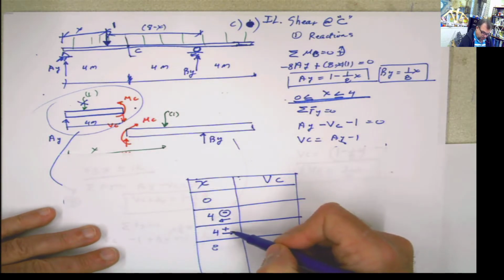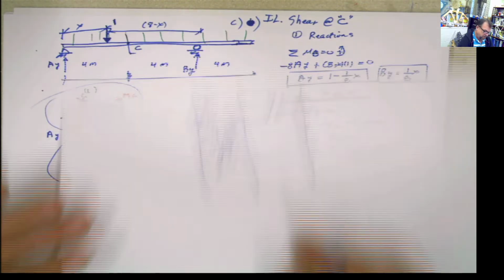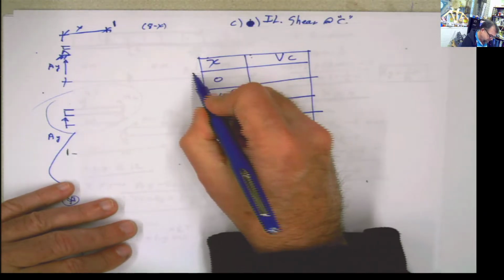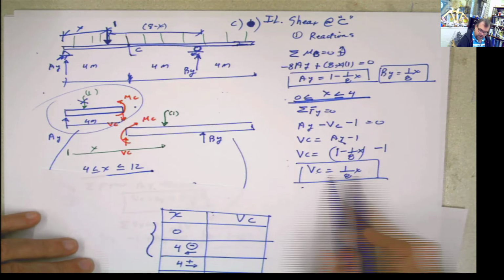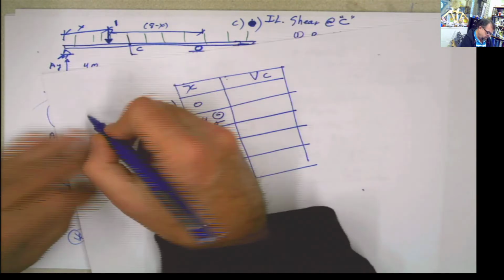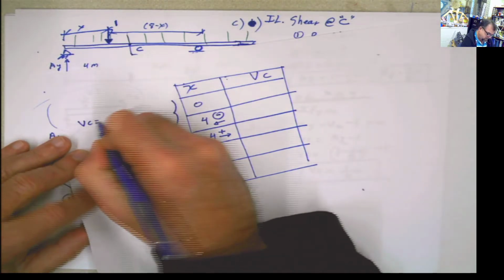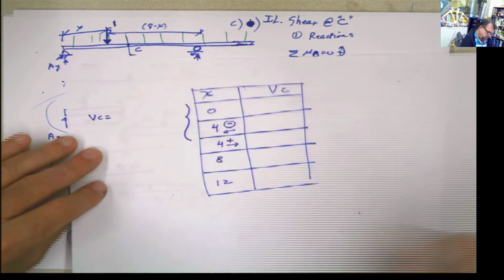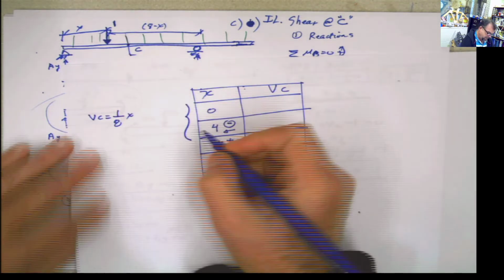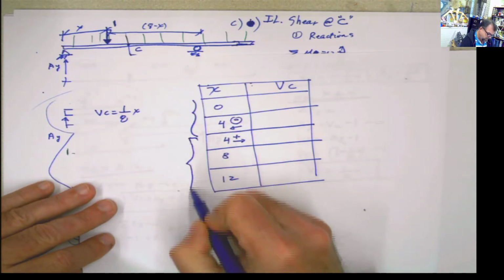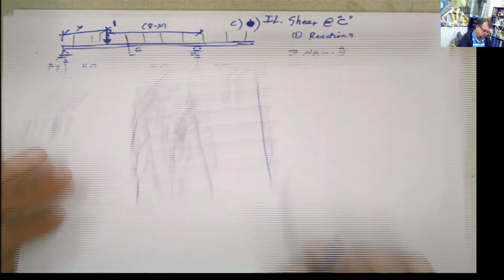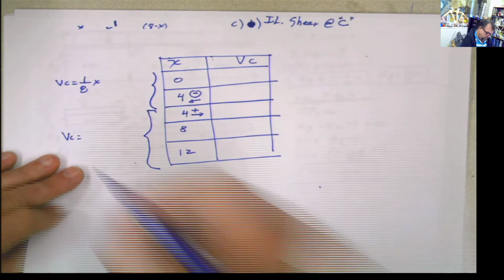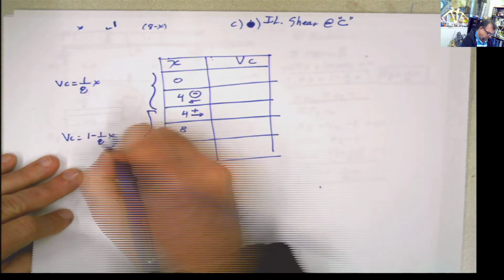You have to do it with the new equation and keep moving the load over there for 8 and for 12. This part, all of these values have to be calculated using this equation for the shear, 1/8 of x. And this other part is going to be calculated using this equation, which is the same equation. Vc equals 1 minus 1/8 of x.